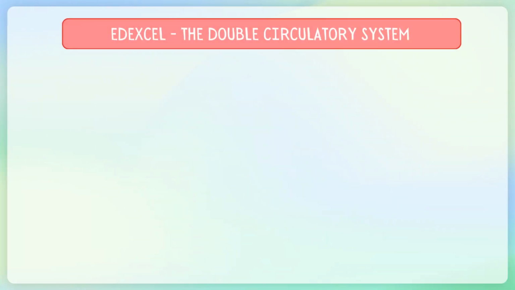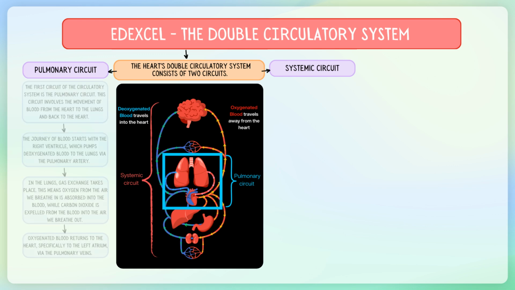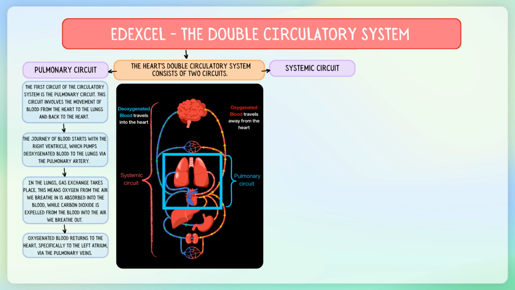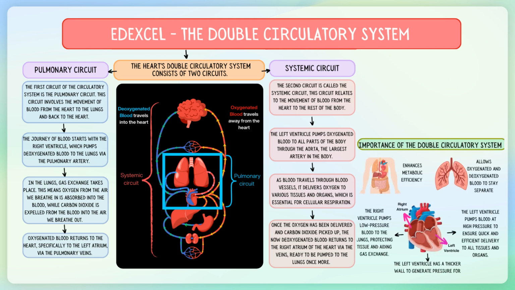To summarize, the heart's double circulatory system consists of two circuits. The right ventricle pumps deoxygenated blood to the lungs for oxygenation, while the left ventricle pumps oxygenated blood to the rest of the body. This separation ensures that our tissues and organs receive an efficient and continuous supply of oxygen, which is essential for all cellular activities.